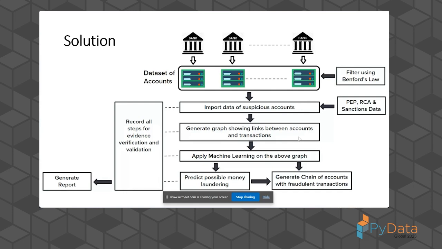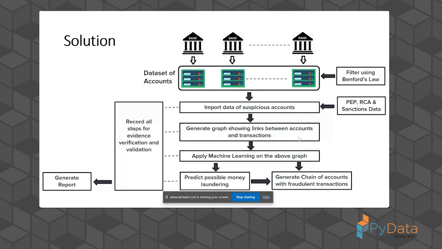Then generate a graph showing links between accounts and transactions. Then apply machine learning on the graph. Then predict the possible money laundering. And generate the chain of accounts with fraudulent transactions, because here investigation officers want to know the entire chain of transactions.